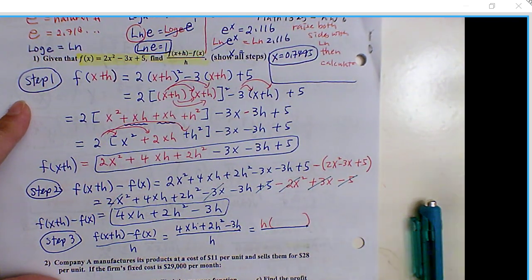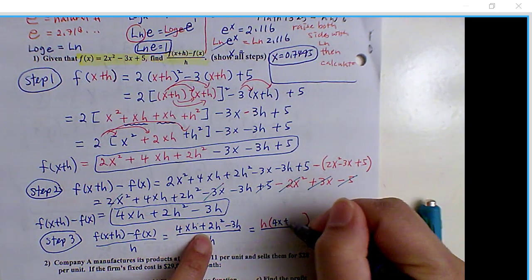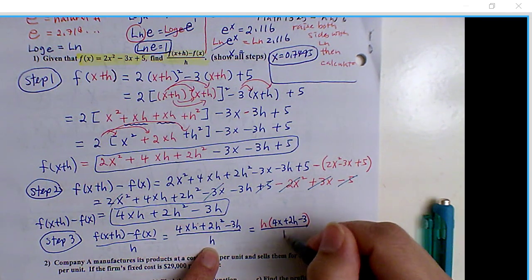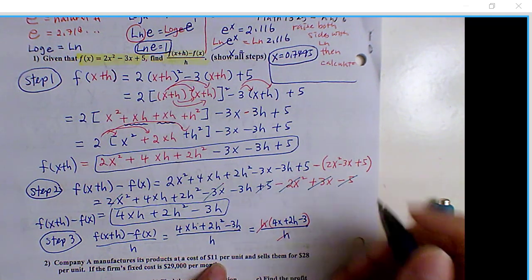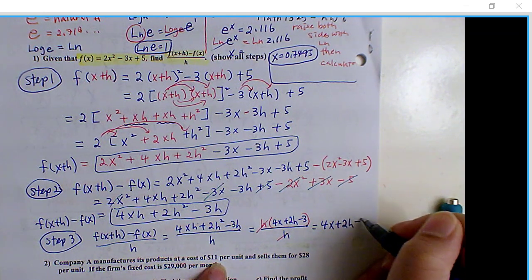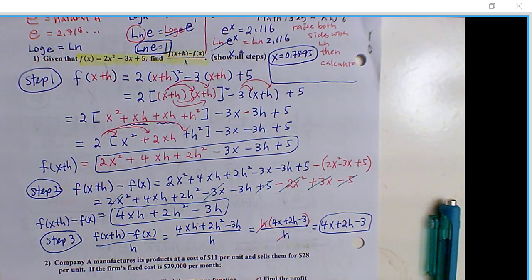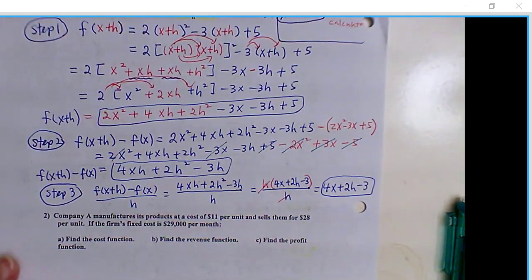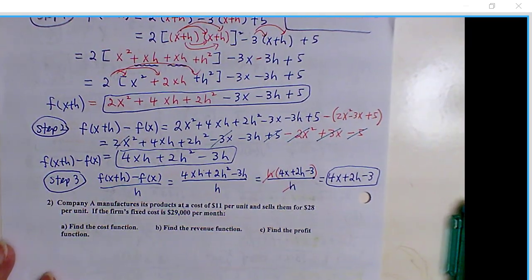Then inside, you're going to have 4x, and then plus 2h to the first power minus 3, divided by h, and then you can cancel the h part. So the final answer would be 4x plus 2h minus 3. So this is kind of a long process, but it's going to be important for our class. So that's the skills that we want you to practice, okay? So try to practice this a few times.